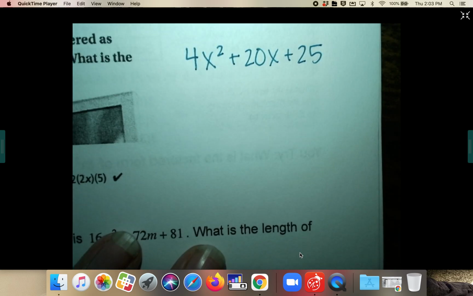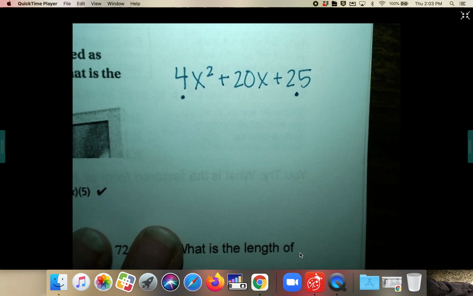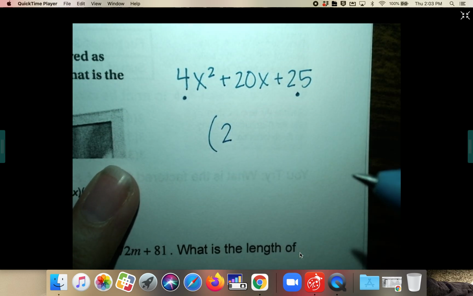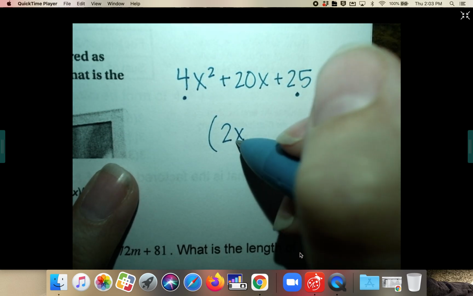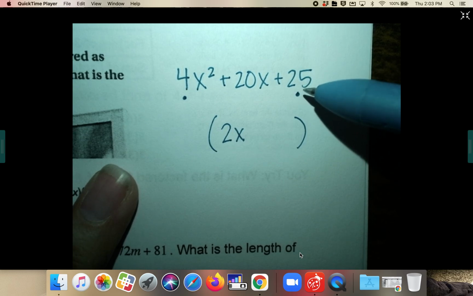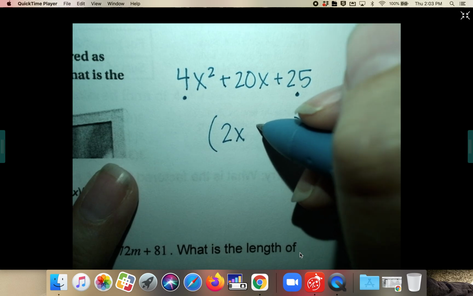Okay, right away, I want you to notice that the first term is a perfect square and the last term is a perfect square. So if you have that, I want you to start by saying, ooh, it's got a square root, I'm going to put what the square root is. The square root of 4 is 2. And don't forget, since it's x squared, you're going to have 2 of the x's also. And my last term is the square root of 25, which must be 5. They're all adding, so I'm going to put a plus in between.